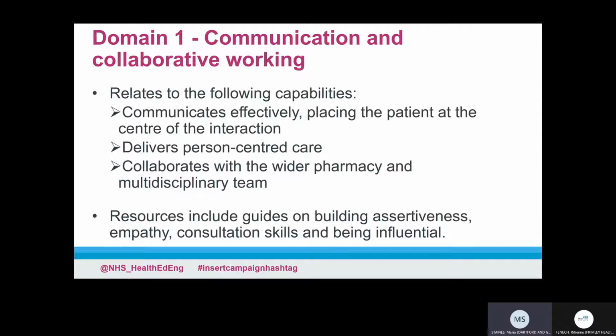Selecting domain 1 opens up a range of links to resources focusing on communication and collaborative skills, such as assertiveness, empathy, consultation, giving feedback, delegating, networking, and influencing. All these skills are essential for meeting the RPS capabilities of communicating effectively and placing the patient at the centre of interactions, delivering person-centred care, and collaborating with the wider pharmacy and multidisciplinary team.